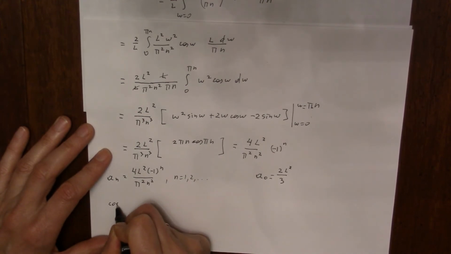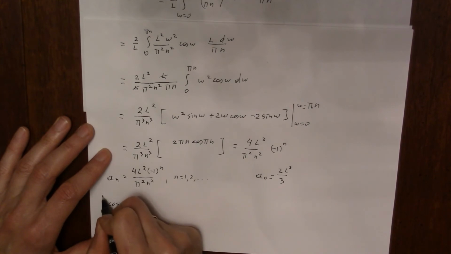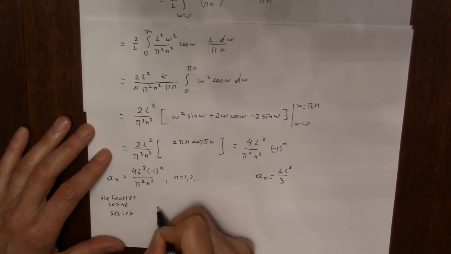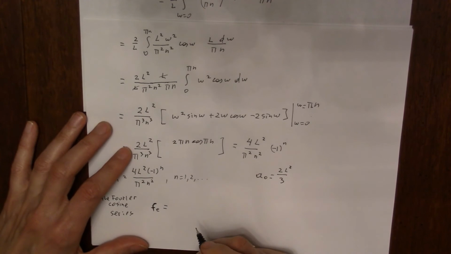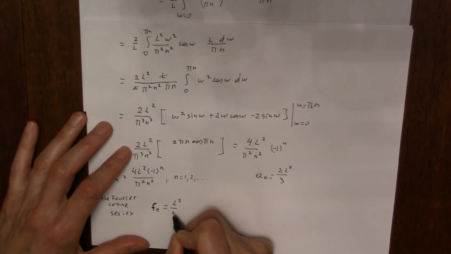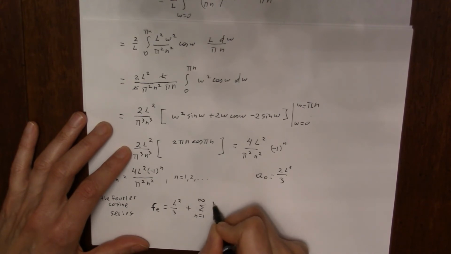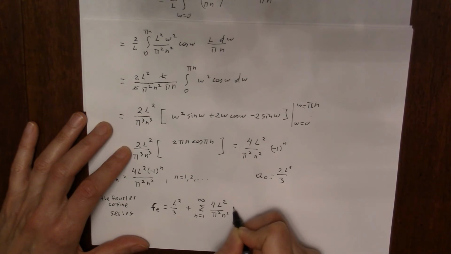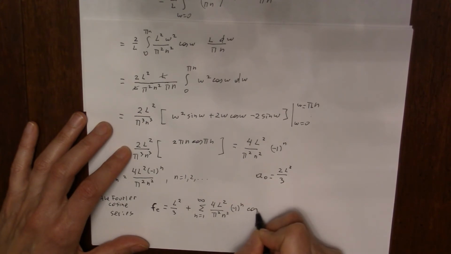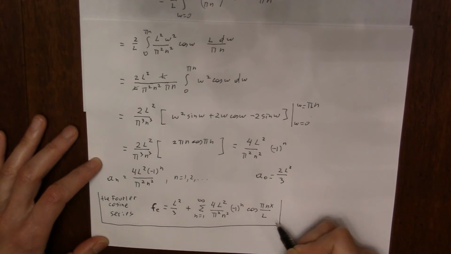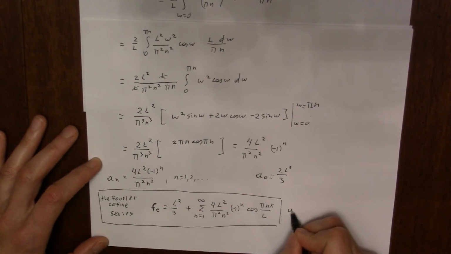So the cosine expansion, the Fourier cosine series for f even, is going to be equal to L squared over 3, a_0 over 2, plus sum from 1 to infinity of 4 L squared over pi squared n squared times negative 1 to the n cosine of pi n x over L. So that will be the answer for part A.